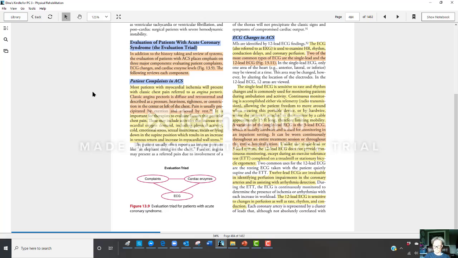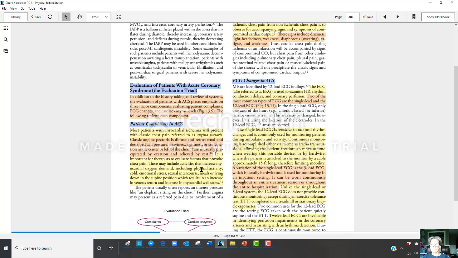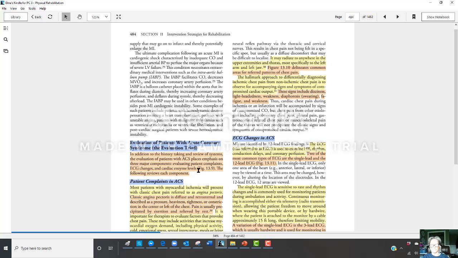Further, angina may present as a referred pain due to involvement of a neural reflex pathway via the thoracic and cervical nerves. This results in chest pain not being felt in a specific spot, but usually as a diffuse discomfort that may be difficult to localize. It may radiate to anywhere in the upper extremities and thorax, most specifically to the left arm and left jaw. Figure 13.10 delineates common areas for referred patterns of chest pain. The hallmark approach to differentially diagnosing ischemic chest pain from non-ischemic chest pain is to observe for accompanying signs and symptoms of compromised cardiac output.